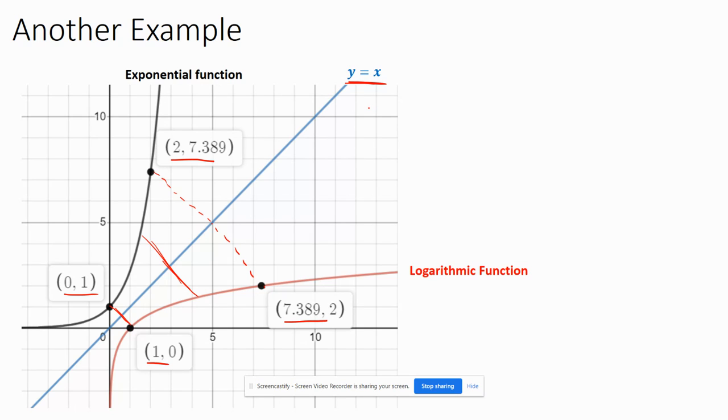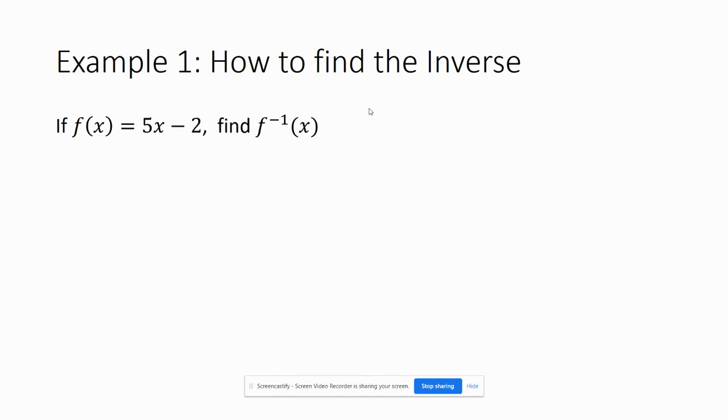But as I was saying before, how would we find the inverse? So if we're given f of x equals 5x minus 2, this is a straight line. How do we find the inverse function, which would be symmetric to it? So how do we find that? Well, it's the same process every time. So let's get used to it.